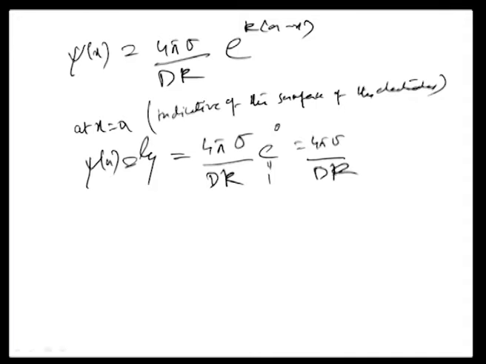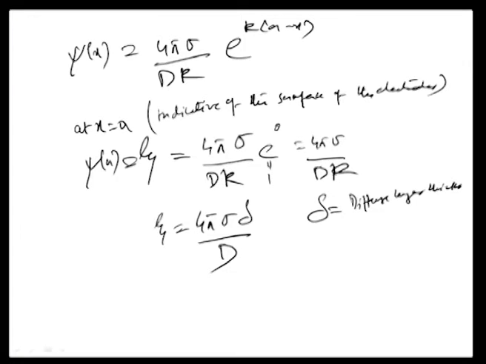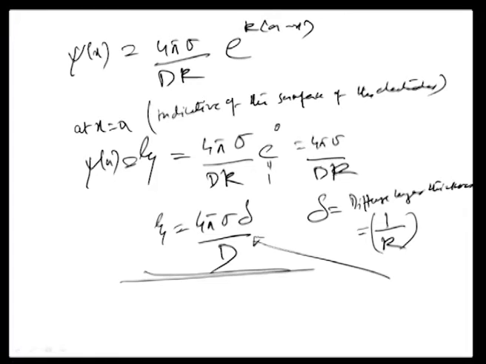In other words, the zeta potential is basically represented as 4 pi sigma delta by d. If you may remember, delta was the diffuse layer thickness, which had been earlier said to be predicted by the ion association theory as 1 by k. So, that is how the zeta potential of any surface comes into existence.